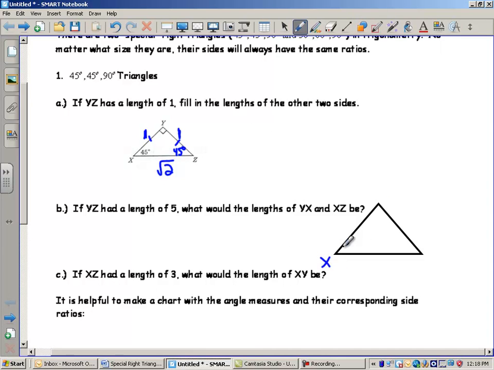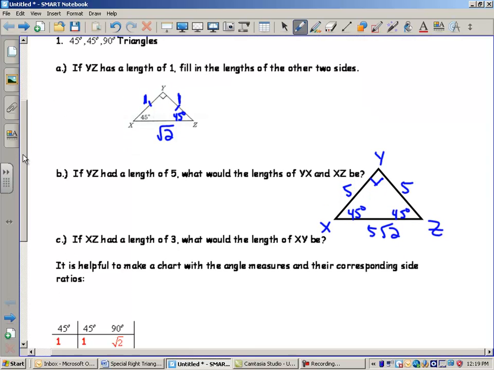Okay, so I'm going to put an X here and a Y there and a Z here, and we've got the right angle here. We've got if YZ had a length of 5. Well, here's YZ is 5, and we still have angle X is 45 degrees, and angle Z is also 45 degrees. Fairly simple, it's isosceles, so XY, or YX, has to be 5, and XZ would be 5 square roots of 2. That comes directly from the Pythagorean theorem, or your 1, 1, square root of 2 ratio. This one is 5, 5, 5 square roots of 2, or it could be 20, 20, 20 square roots of 2. It's a pretty easy ratio in a 45, 45, 90.